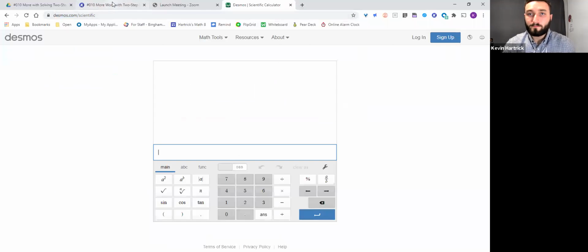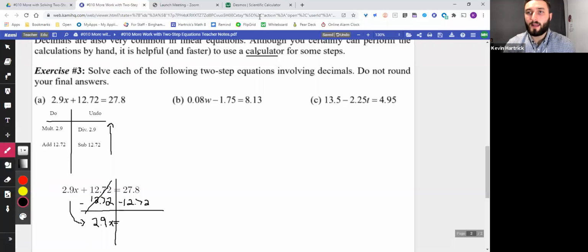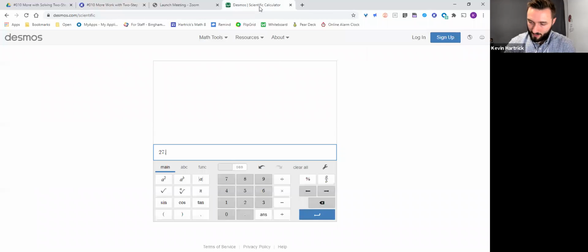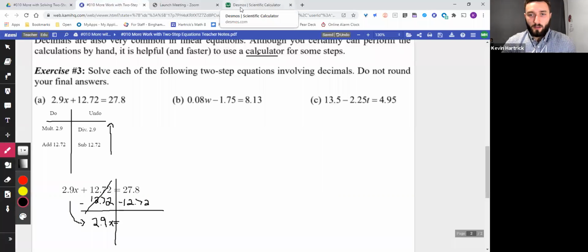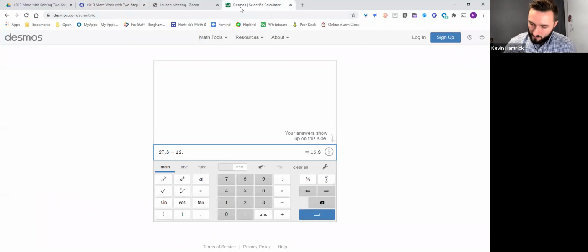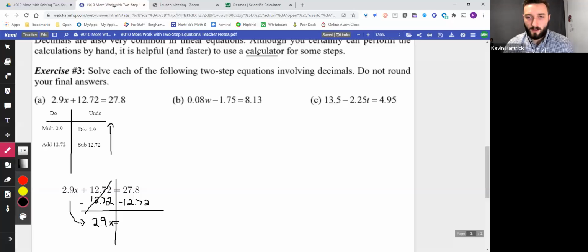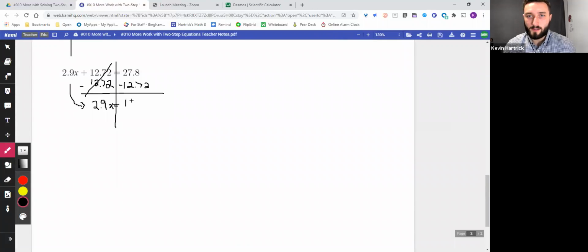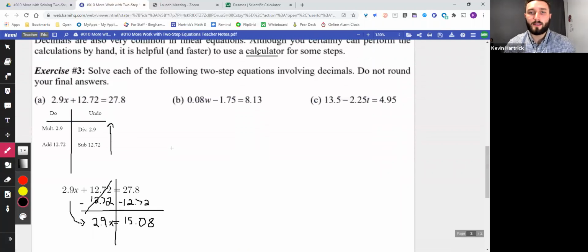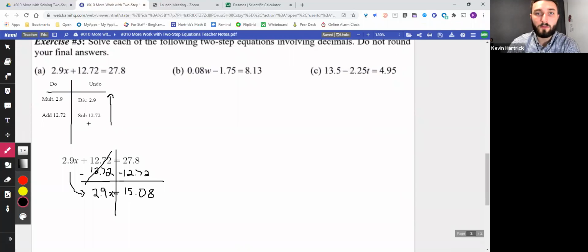So here we are. I've got 27.8 minus 12.72, enter. 15.08. Again, they don't want us to round, so 15.08 is what I have over here. The reason they don't want us to round is because they want us to get the exact answer. If we round, we might accidentally round and then not get the exact answer. Okay, so we did step 1.